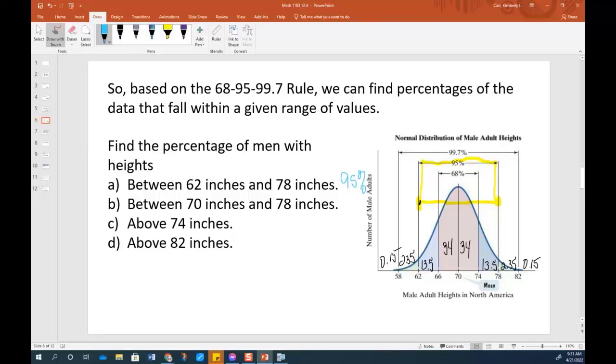What about between 70 and 78? Okay, well, 70 to 78 covers this section. But notice I can just add 34 plus 13.5, and that's going to be 47.5.